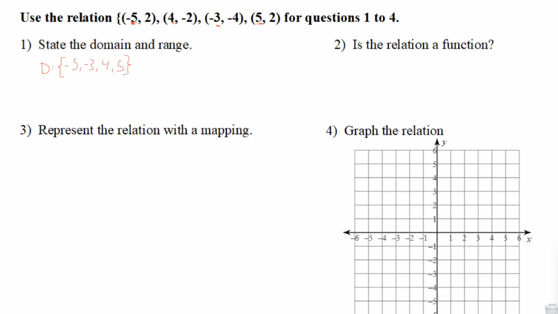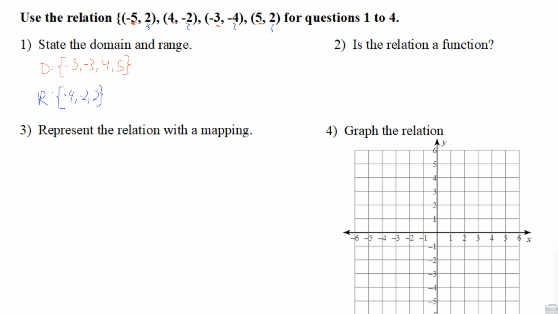And then we'll do the range in blue. The range are the y values. And so we have -4, -2, 2, and 2. We only have to list the 2 once.